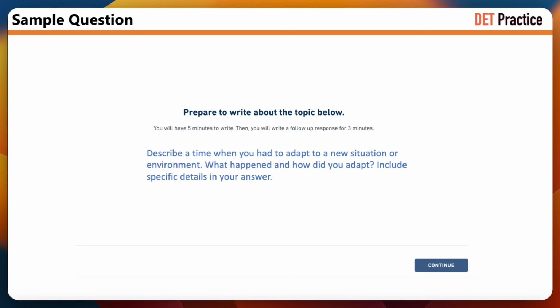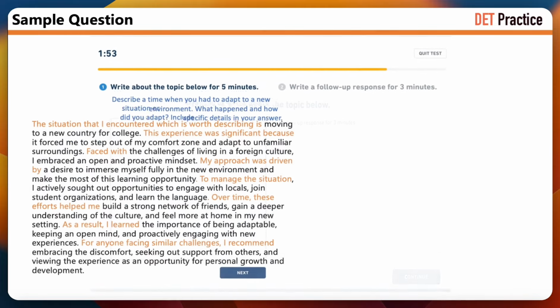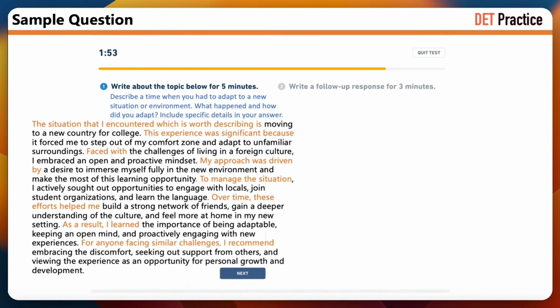This sample answer effectively demonstrates how to apply Template 1 to a specific descriptive essay question. Let's break down how the template is used. Opening description. The response begins with, "The situation that I encountered, which is worth describing, is moving to a new country for college." It then explains the significance. "This experience was significant because it forced me to step out of my comfort zone and adapt to unfamiliar surroundings."